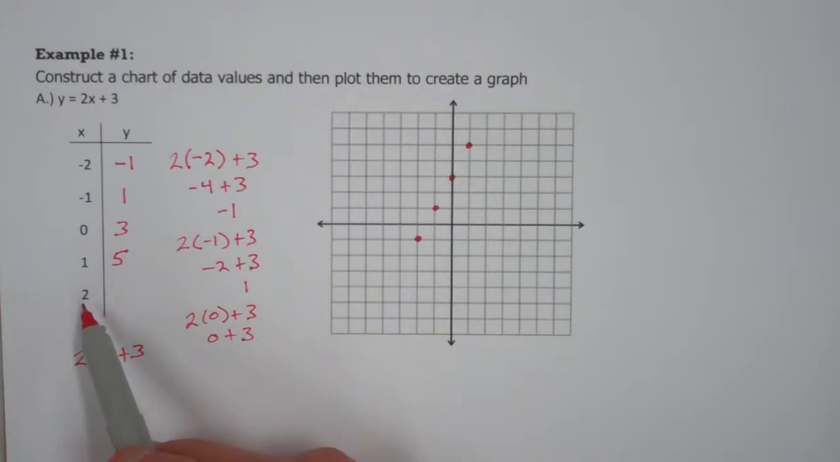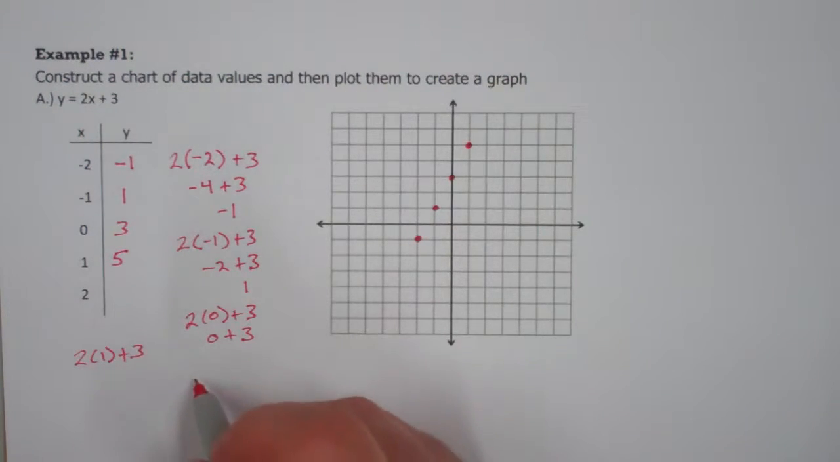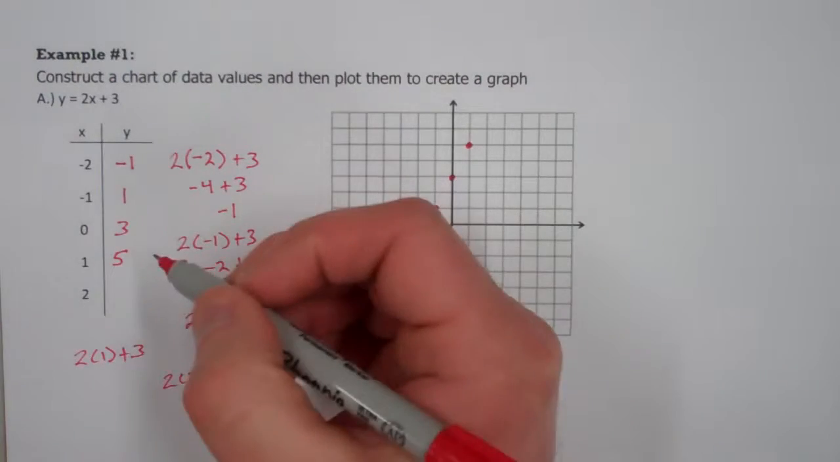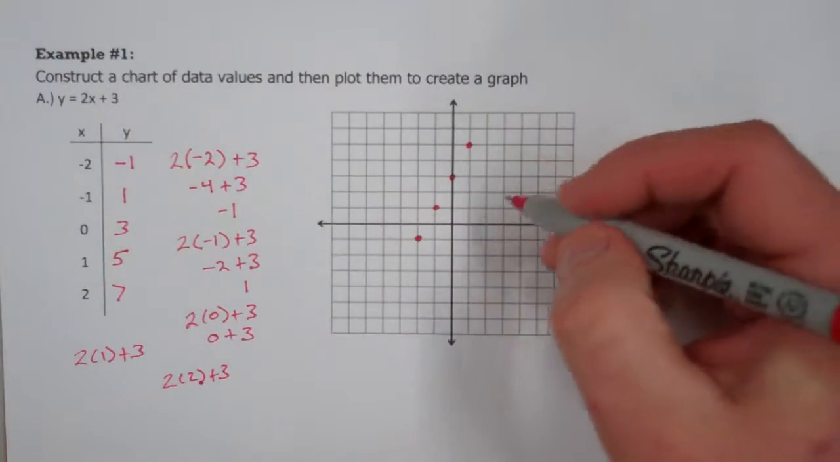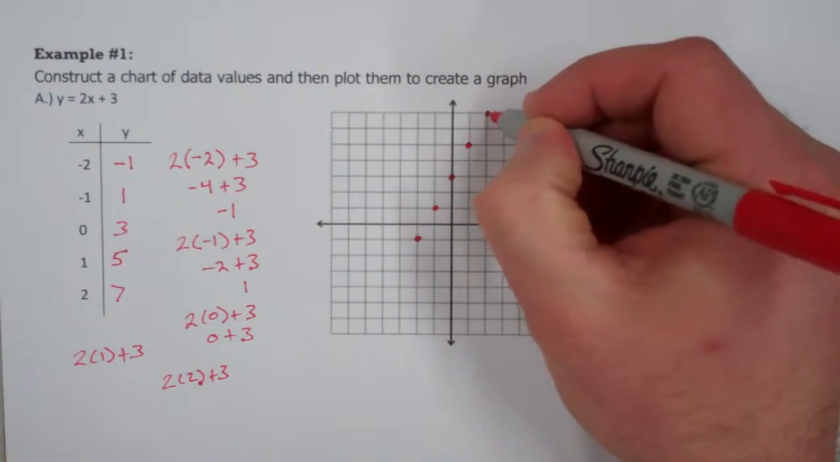And then let's try to do 2 here, so it's going to be 2 times 2, and then plus 3 again. Same thing, just the x value is changing. So 2 times 2 is 4, and 4 plus 3 is 7. So 2, 7 is a point on the graph.